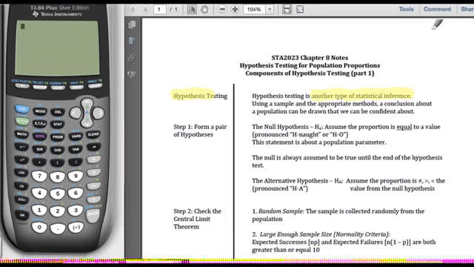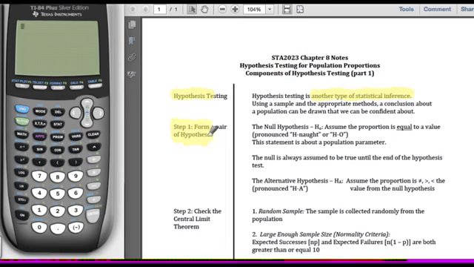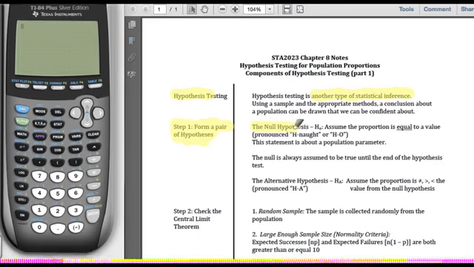There are 4 steps that we're going to go through for hypothesis testing. We'll look at 2 steps in this video and then 2 steps in the next video. The first step for a hypothesis test for just one proportion, one percentage, is going to be to form a pair of hypotheses. The null hypothesis is our H0 or H naught.